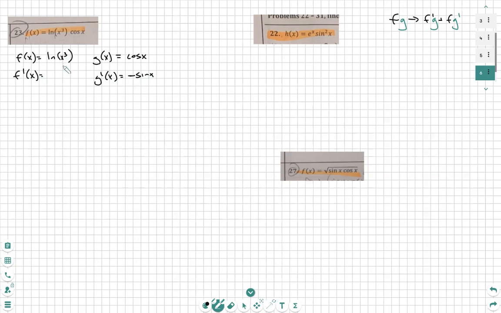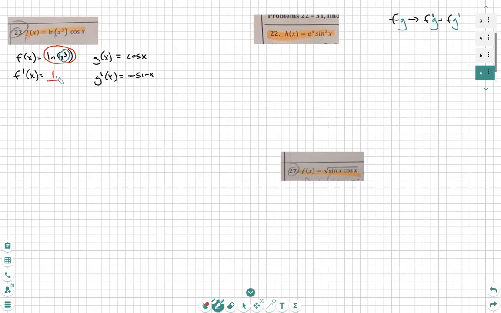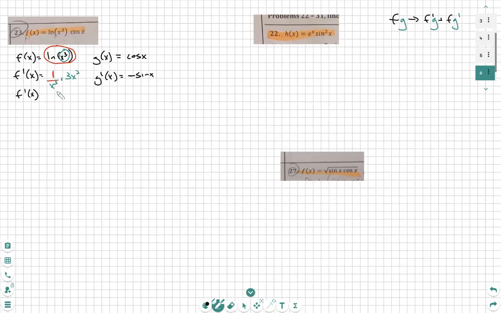Deriving ln of x cubed is not as simple because it is a chain rule. We have our outer system and then our inner system. Remember, when we derive the outer system, the inner system does not change. Then you multiply by the derivative of that inner part. We must simplify this. And we can see these cancel with this, and we're left with 3 over x.